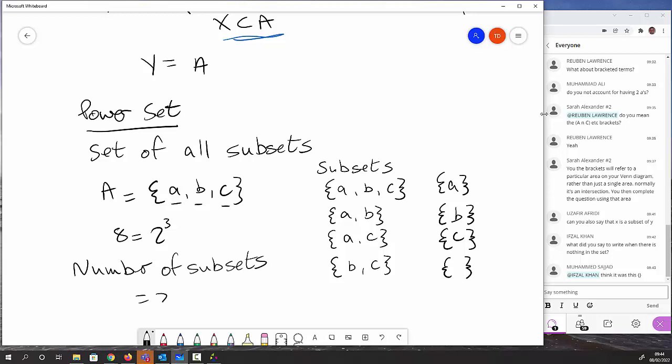is equal to 2 to the power of the number of elements. And because the number of elements takes a long time to write, mathematicians, who like to use fancy words, call that the cardinality.